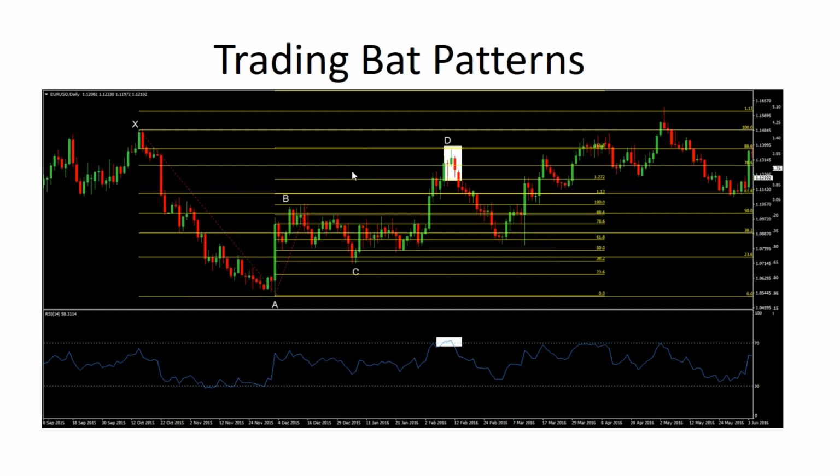So we've looked at the bearish version of the pattern on the charts. Now let's quickly take a look at the bullish version of the pattern. And again, remember, all of the parameters and the measurements are exactly the same, except they're flipped on their head. And this time, instead of looking to sell at the D point, we're looking to buy at the D point.